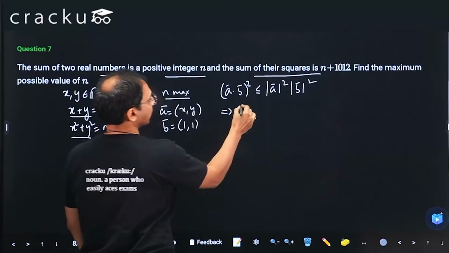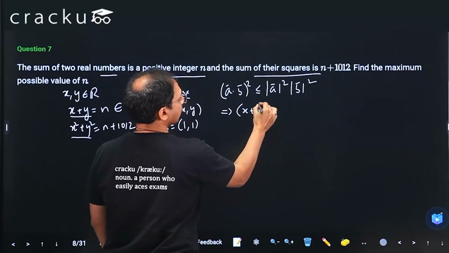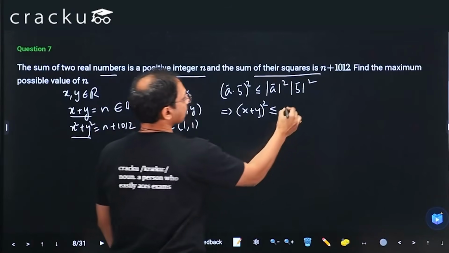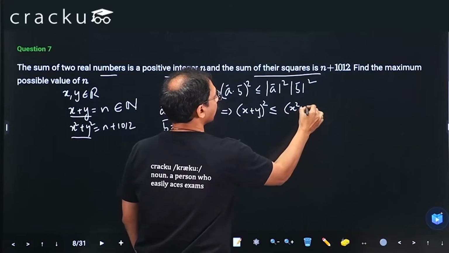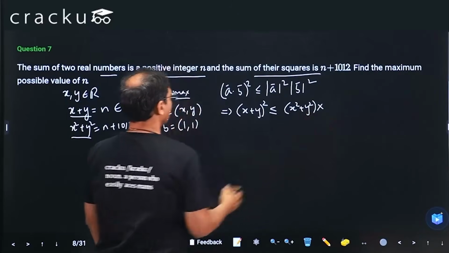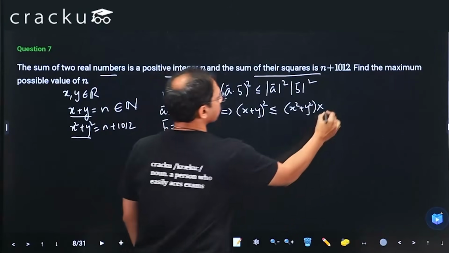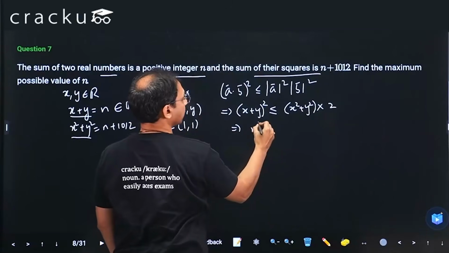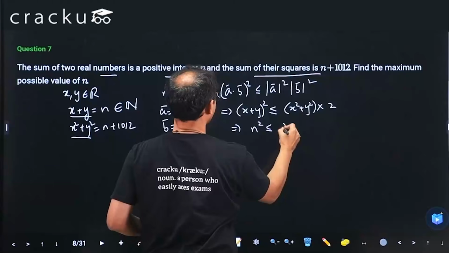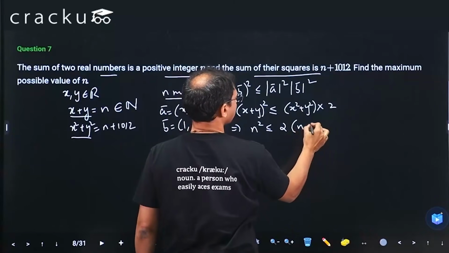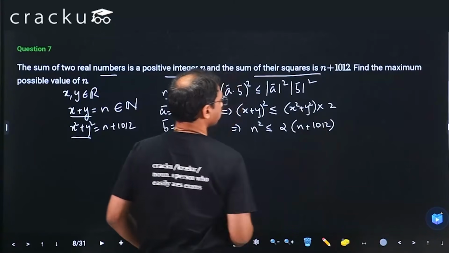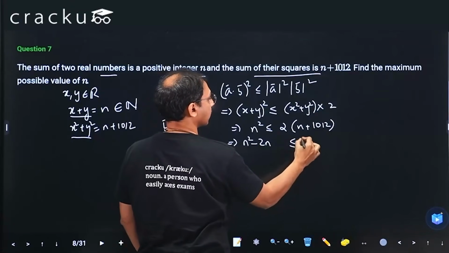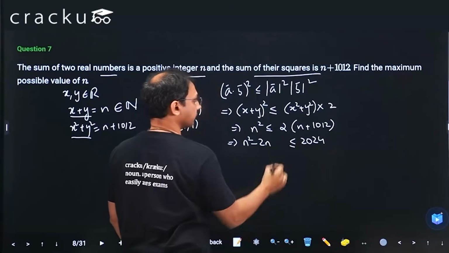Dot product is x plus y. So here we get x plus y whole square is less than or equal to mod a square, which is x square plus y square, times mod b square, which is 1 plus 1, 2. X plus y is n, so this will become n square. X square plus y square is n into n plus 1012. So we get n square minus 2n is less than or equal to 2024.